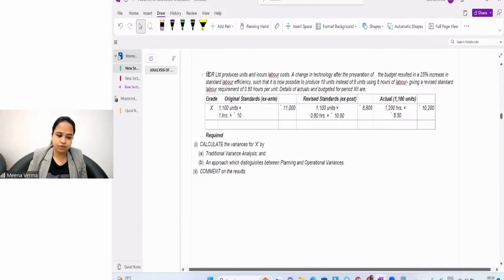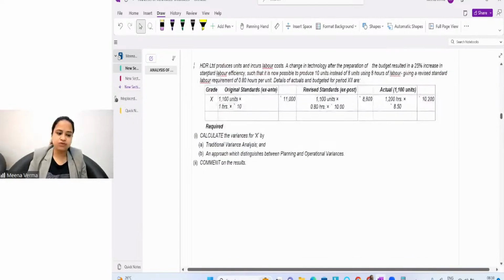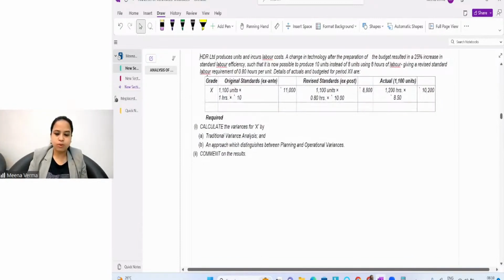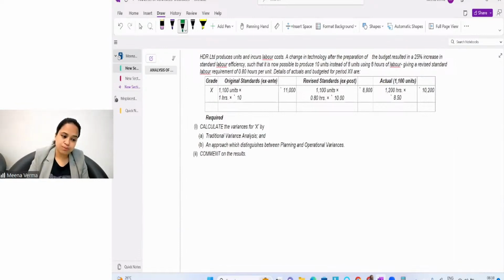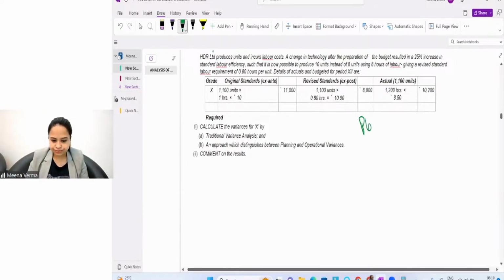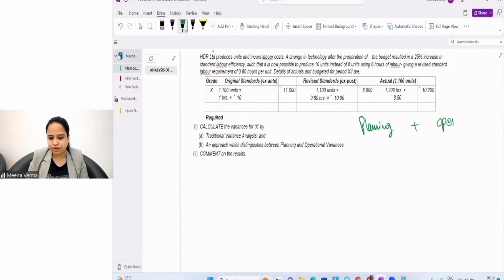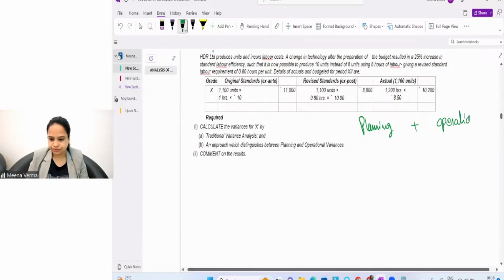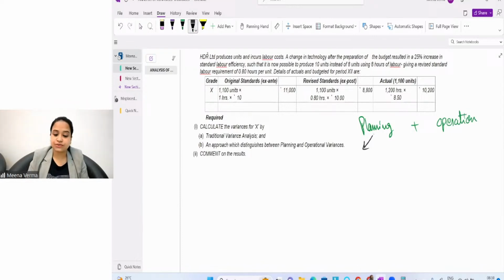What is your planning variation and what is your operational variation, right? Keep it in mind. What is your planning variation and what is your operational variation? The sum of these two variations will be the traditional variation. Keep it in mind. So what is your planning variation? You know, planning variation means the difference between what the original budget, originally what you have set, and the revised budget.